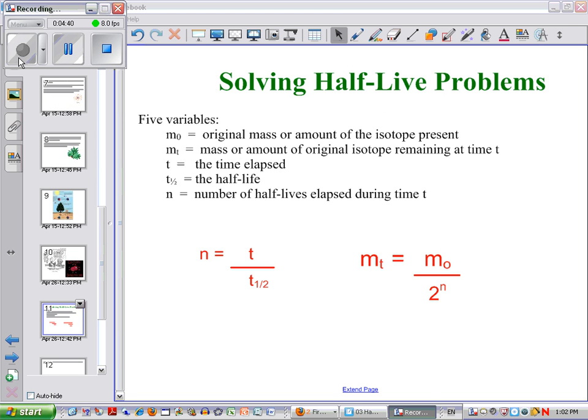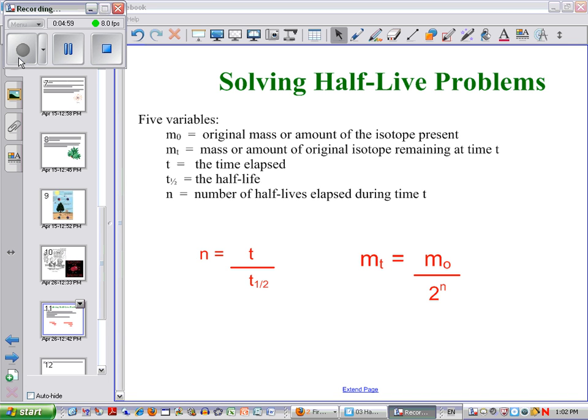So how do we calculate half-life? There are 5 variables involved in a half-life problem. M sub O is the original mass you started with. N sub T is the mass after a specific amount of time. T is that specific amount of time. T sub 1/2 is the exact half-life. And N is the number of half-lives that have happened. N will always be a whole number.